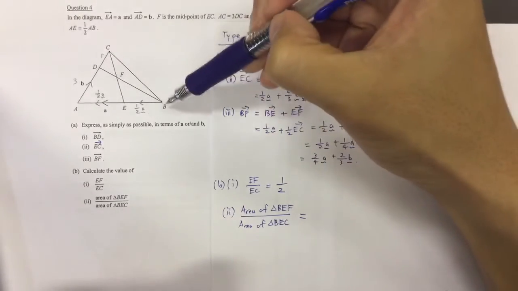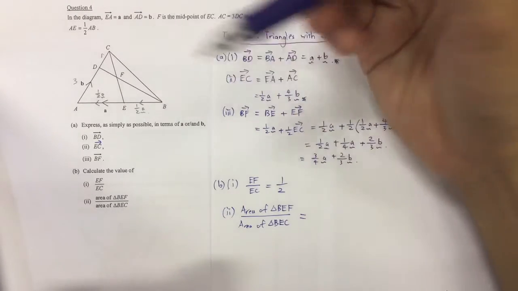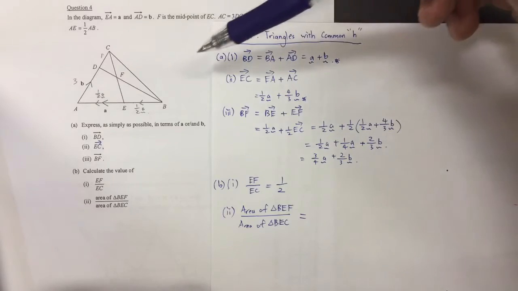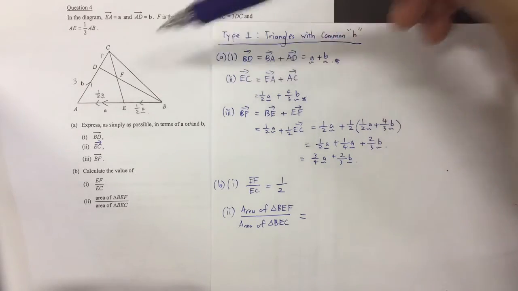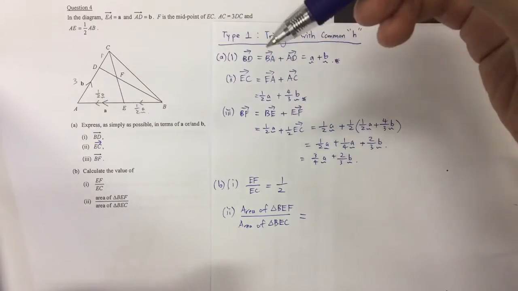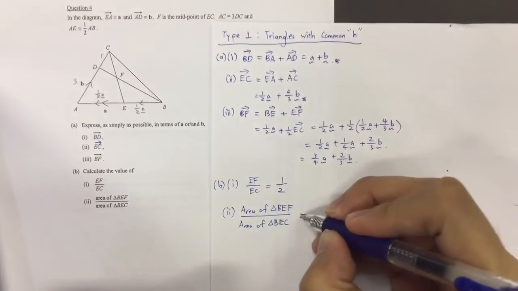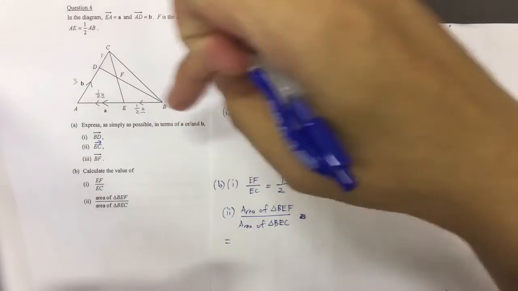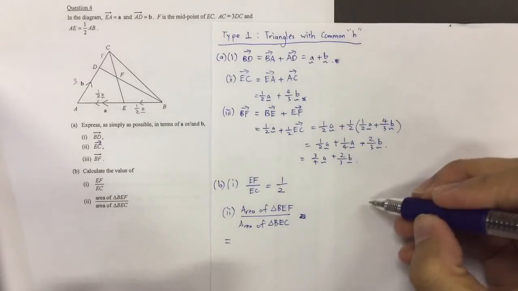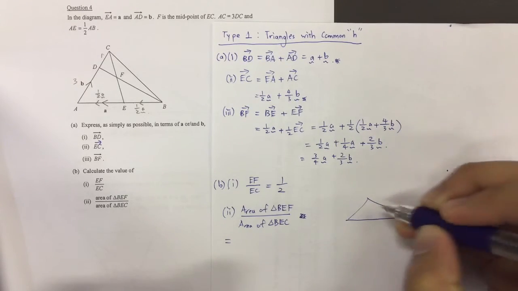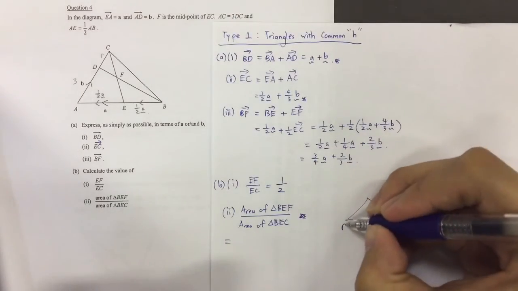I'll take a look at BEF and BEC. After some experience you realize that it's going to be one of 2 types of triangles: similar, or triangles that share a common height. On first look, they certainly don't look similar. So I'm going to try and convince you that actually it's triangles that share a common height. I'm going to take this triangle, the big one, and flip it over. It will look something like this, where the base is B to C.